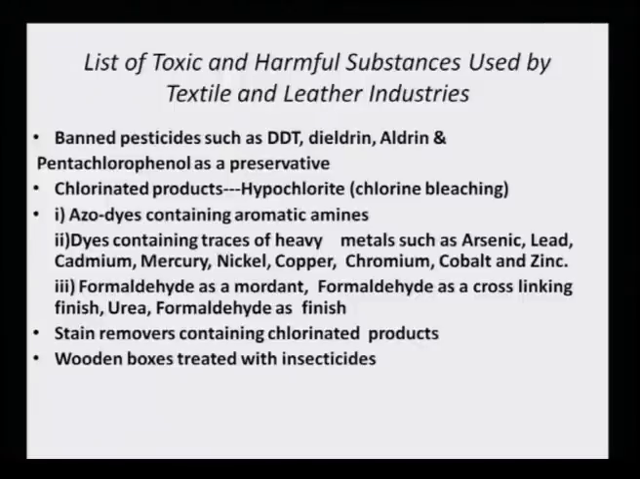Formaldehyde is also used as a cross linking agent for finishing in urea formaldehyde, and also used in pesticide finishing, plasticizer finishing. Stain remover containing chlorinated products, wooden boxes treated with insecticides are the other areas which are coming in the list of toxic and harmful substances.